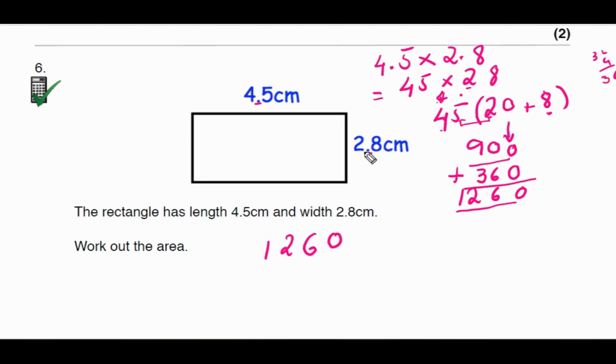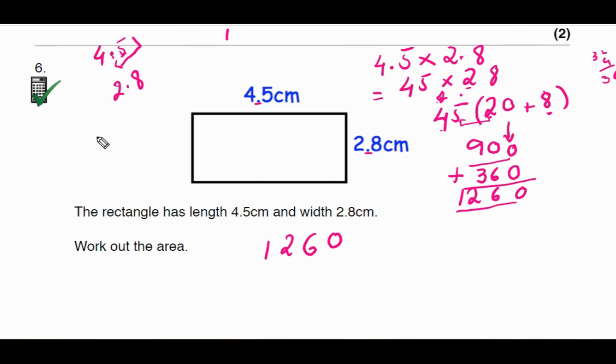Now we have to place our decimal. We are going back to the question and we have 4.5 and 2.8. So you have to count the position of the decimal one by one. What you have to do is always start from your right, going towards the left. To reach your decimal, you have to count the digits. So one digit is here and you will reach your decimal.